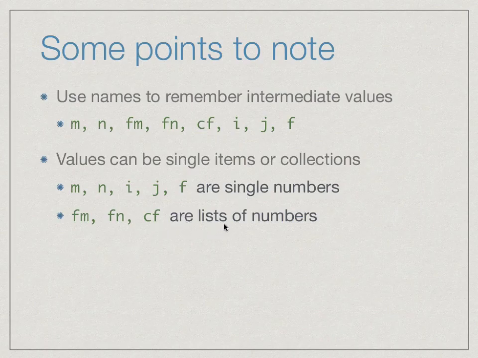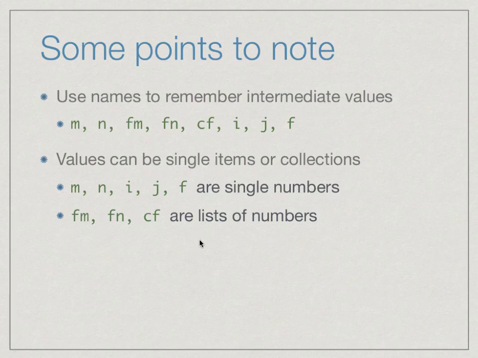So there are lists. Right? So fm is a list, fn is a list. So it's a single name denoting a collection of values. In this case, a list, a sequence. It has a first position, a next position, and a last position. Okay? So these are lists of numbers. One can imagine other collections, and we will see them as we go along.